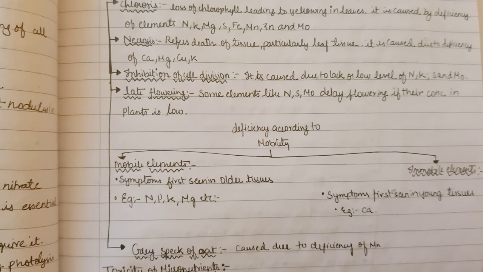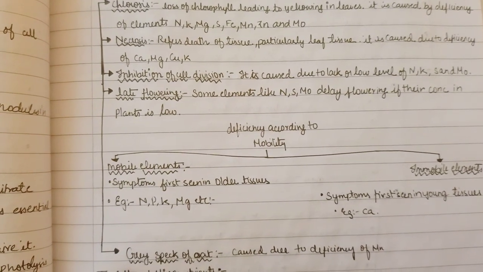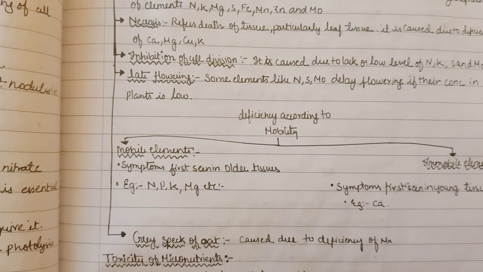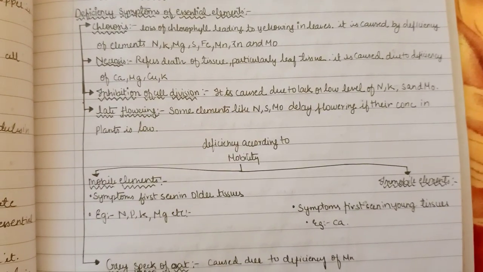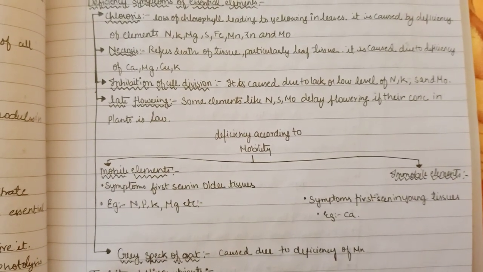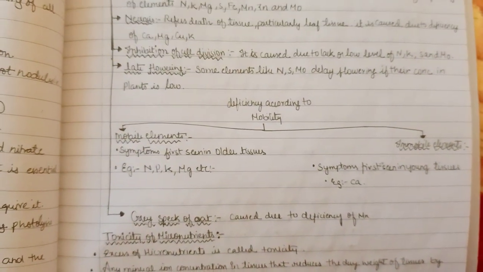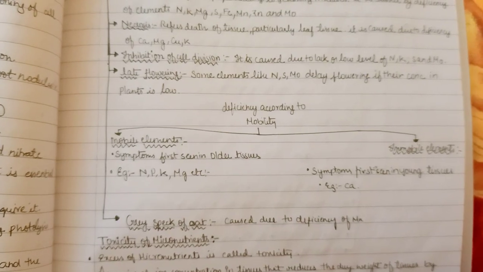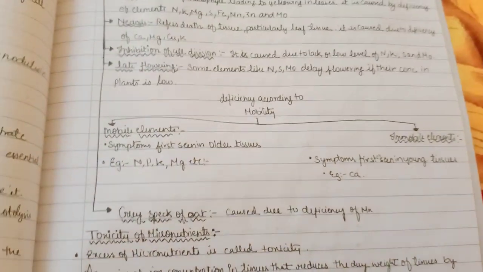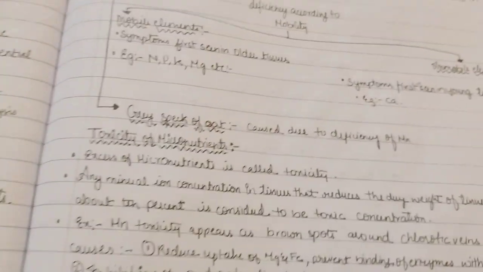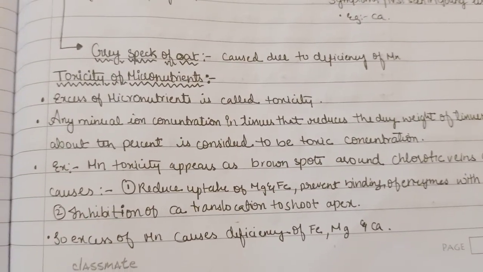First, mobile elements. Symptoms are first seen in older tissues. Example, nitrogen, potassium, phosphorus, magnesium. And here immobile elements. Symptoms are first seen in young tissues. Example, calcium. Now next deficiency is grey speck of oats, which is caused due to deficiency of manganese.